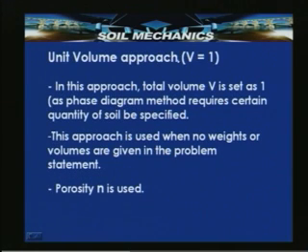In the unit volume approach, the total volume V is set as 1, as the phase diagram method requires a certain quantity of soil to be specified. Here the total volume is set as 1. Basically, the porosity n is used in place of void ratio here. This approach is used when no weights or volumes are given in the problem statement. So, one can select depending upon the problem statement.